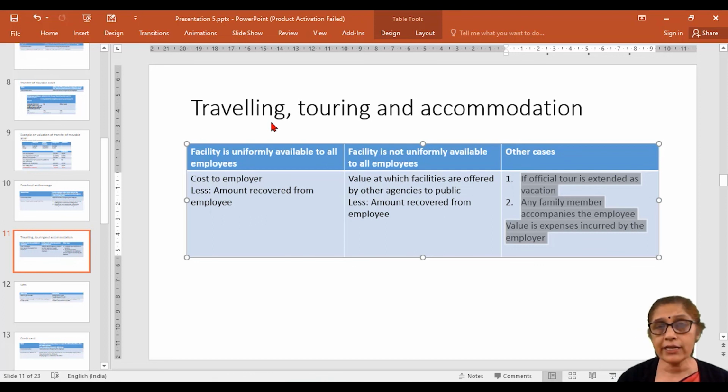So for the next presentation, we shall talk of the remaining perquisites as also the other components of salary like provident fund and interest on provident fund. Thank you.